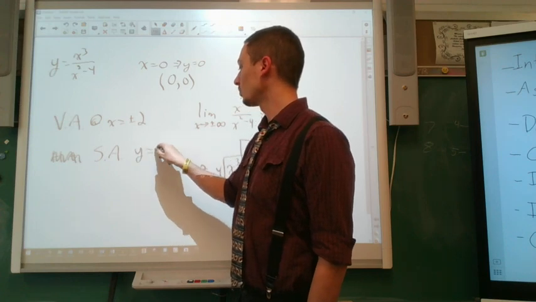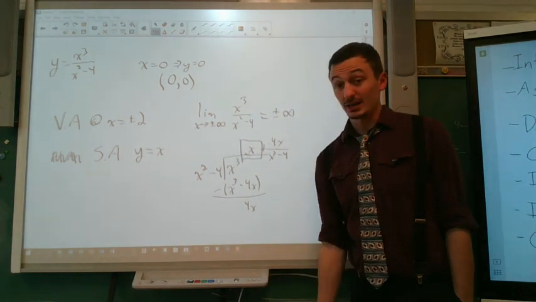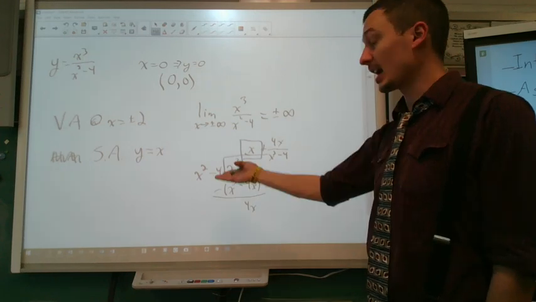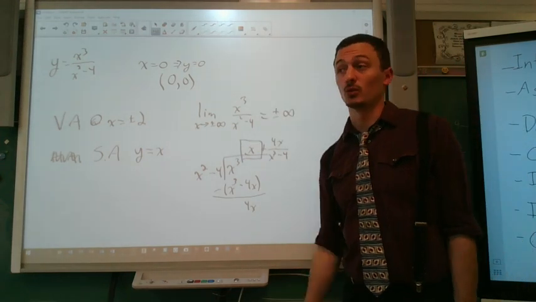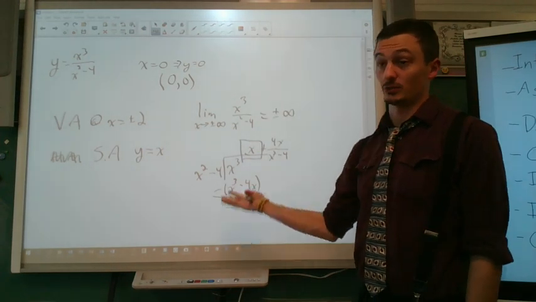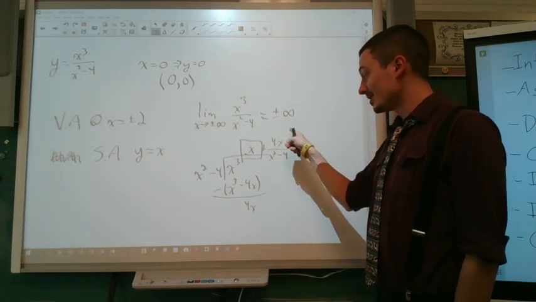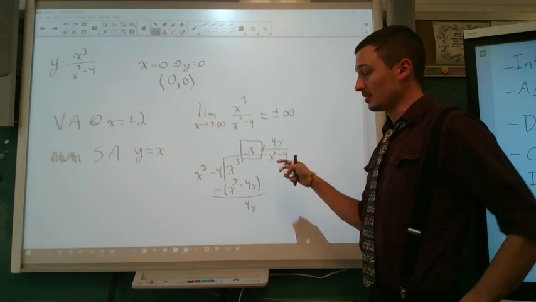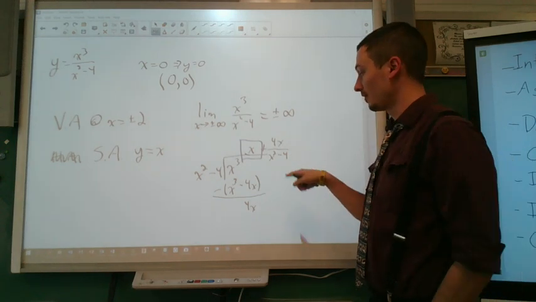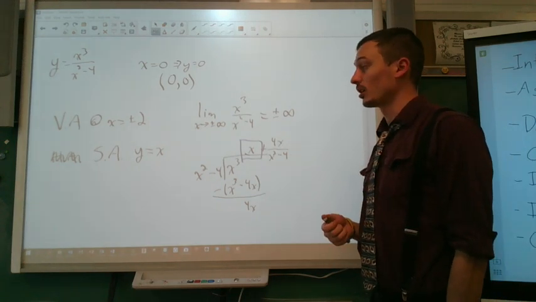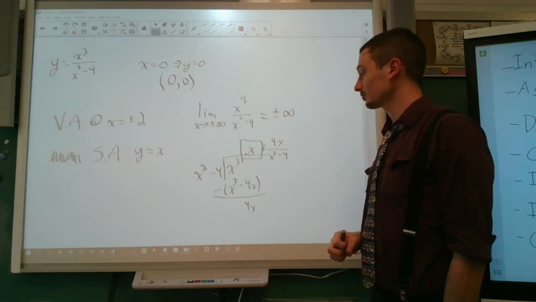when y equals x. It could be different. It could be like x plus 4 or 2x or something weird. I mean, it could really be anything. It could be a parabola. Whatever is not the remainder part of the quotient is your slant asymptote.